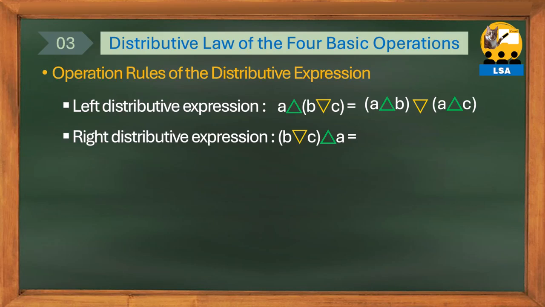Did you understand? Let's apply the operation rules to the right distributive expression. At this time, since we do not know whether the commutative law holds for the operations, we must strictly follow the order of operations. Applying the rules, we perform the triangle operation on B and A, and also on C and A. Then, we execute the first operation, the inverted triangle operation, on the results of the 2 operations.